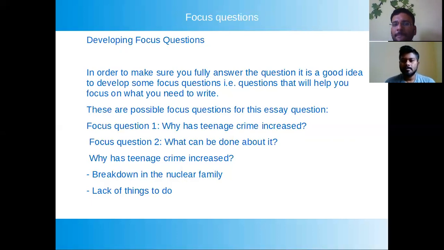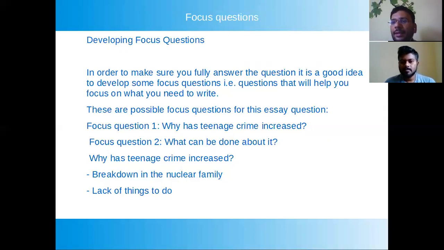Or if I were to think even further, I might get points like, okay, these children don't have anything productive to do in their life. Or let's say poverty can be a root cause. Maybe it could be poverty, it could be unemployment, or it could be even the fact that there is no social values associated with these people. Let's say they don't have any role models, for example.